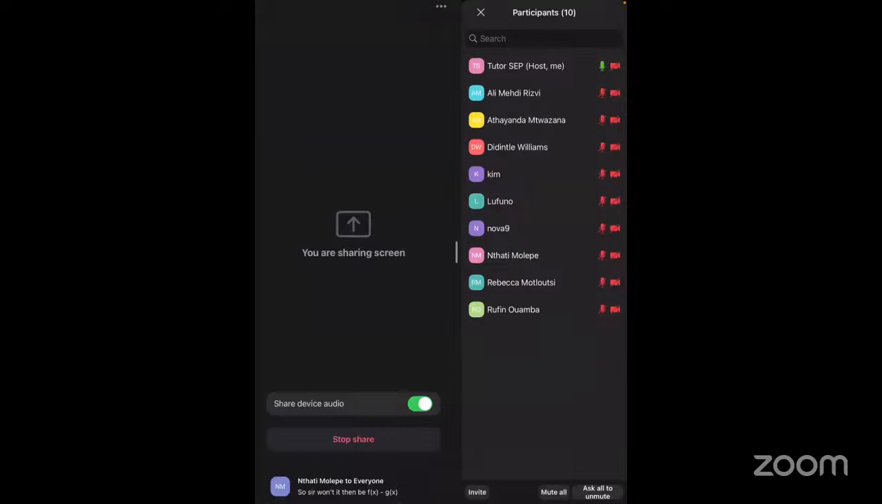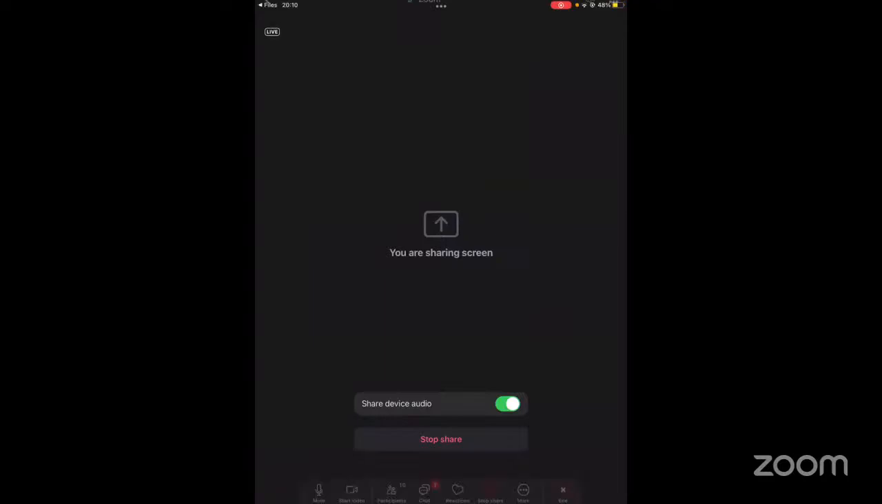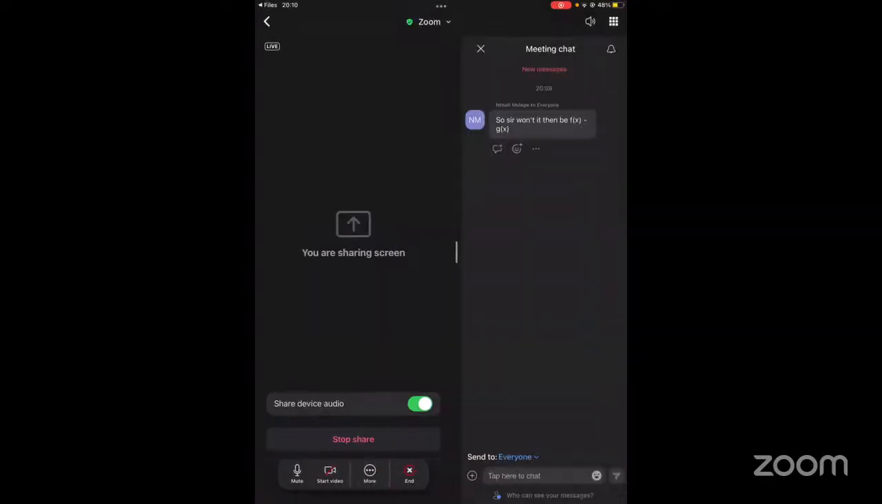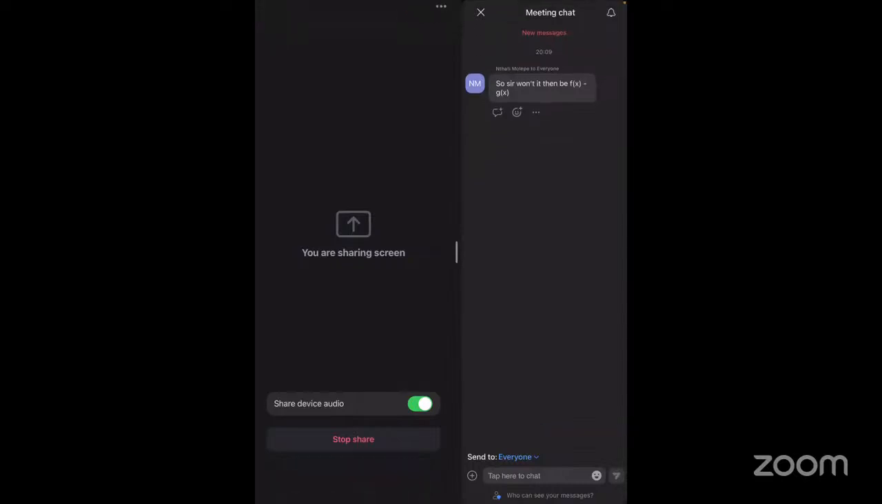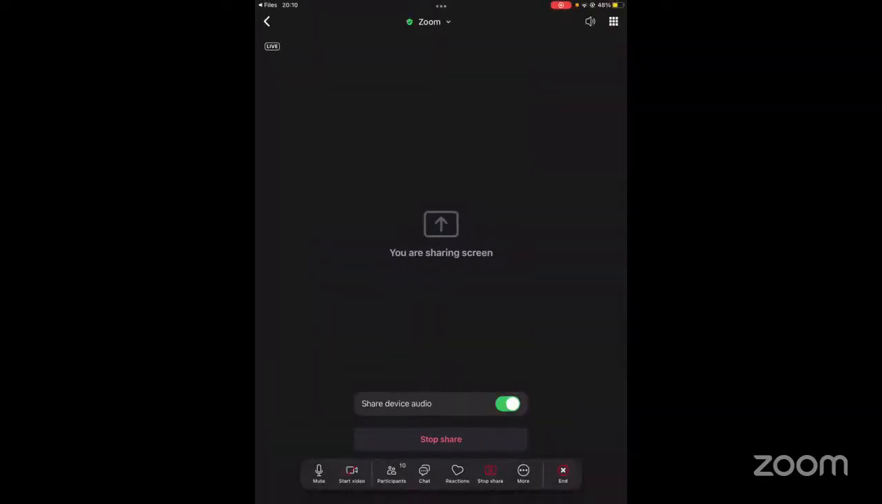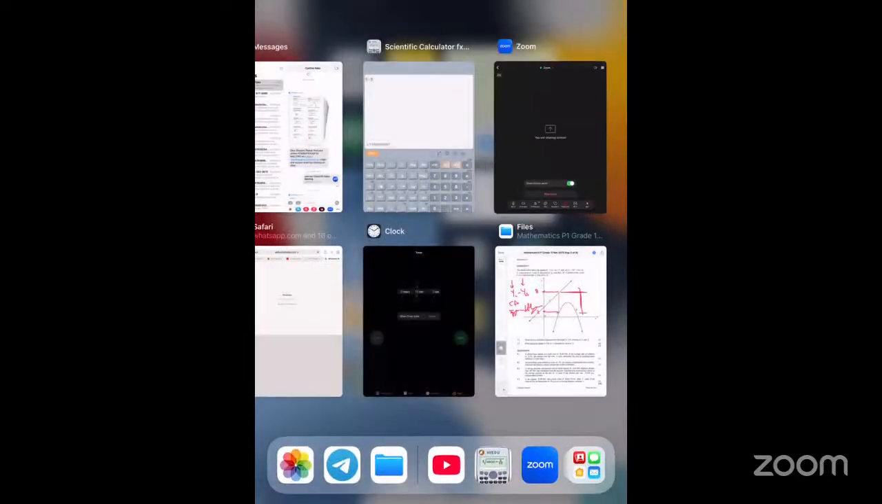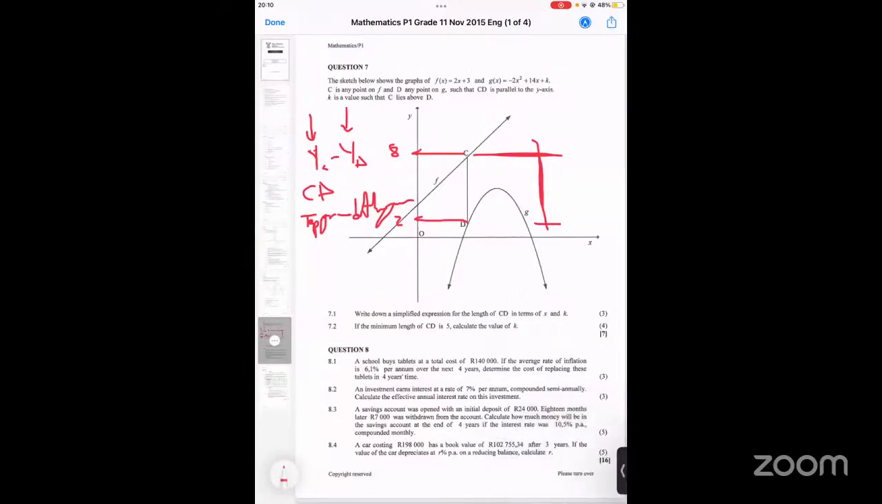So say, won't it be f of x minus g of x? Something of that nature, honorable member. Something of that nature. That's why I'm saying top graph minus bottom graph. It's like y at C minus y at D. Ntati, Lebo, you are 100% on point. With you doing that, you will be giving the length in terms of that.